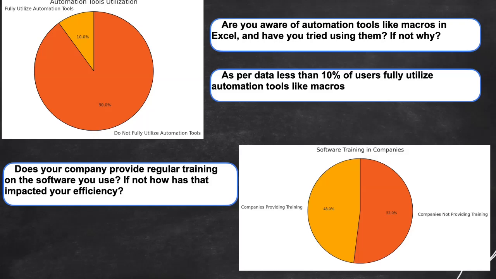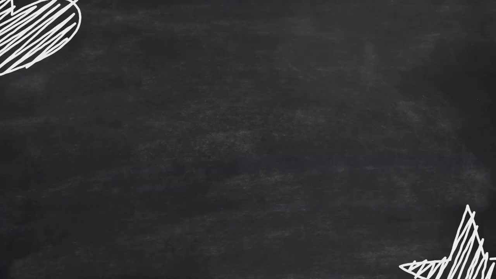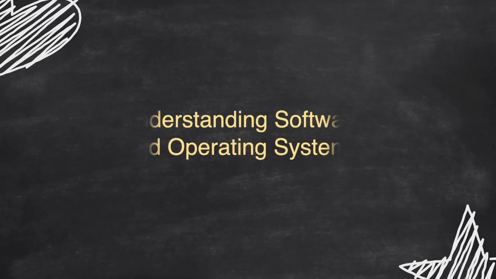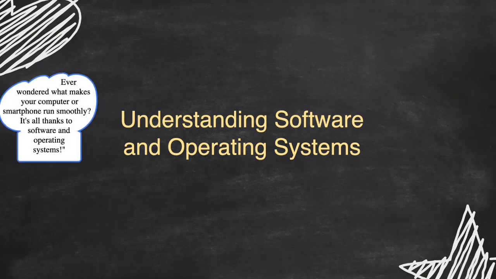Moving to the topic, first we'll discuss understanding software and operating system. Friends, ever wondered what makes your computer or smartphone run smoothly? It's all thanks to the software and operating system. Friends, then the first question arises, what is software?